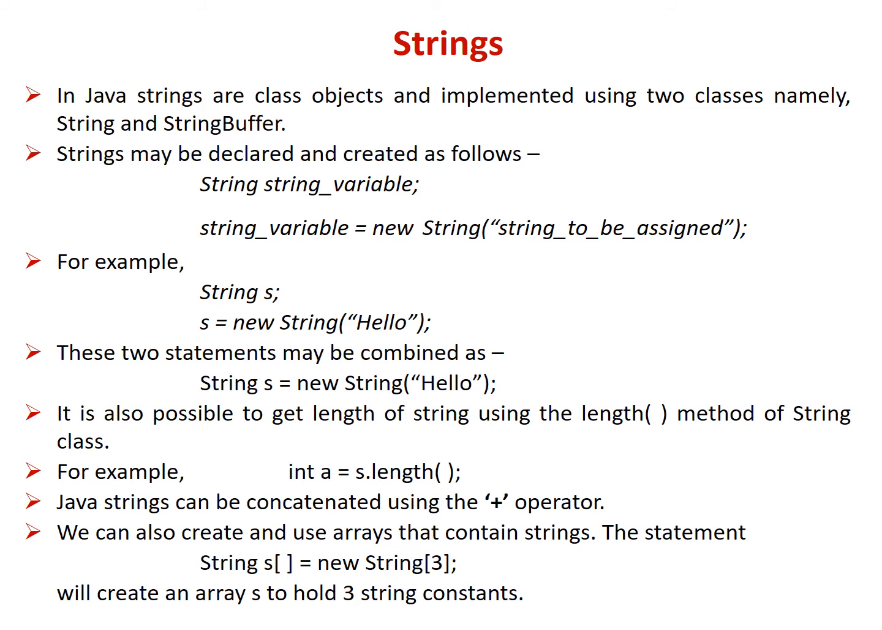Java strings can be concatenated using the plus operator. We can also create and use arrays that contain strings. The statement String s[] is equal to new String[3], the size being 3. This will create an array s to hold three string constants.